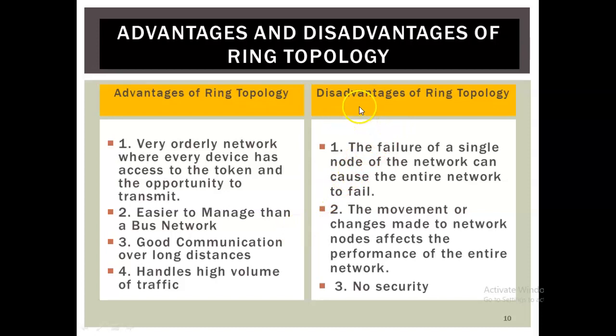In terms of the disadvantages, ring topology can fail once a single node of the network crashes. The movement or changes made to network nodes affect the performance of the entire network. And finally, there is no security, in the sense that information that is passed from one system is also passed to the next before getting to other computer systems.